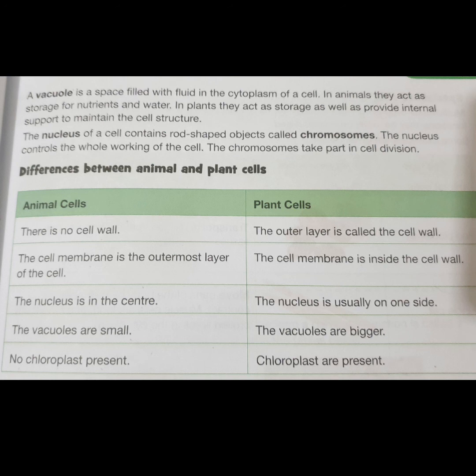We can also now read it from the textbook. Differences between animal and plant cells. Animal cells. There is no cell wall. The outer layer is called the cell wall.